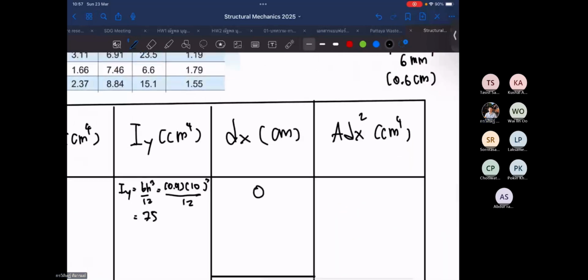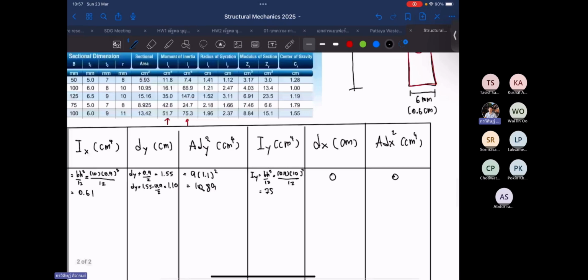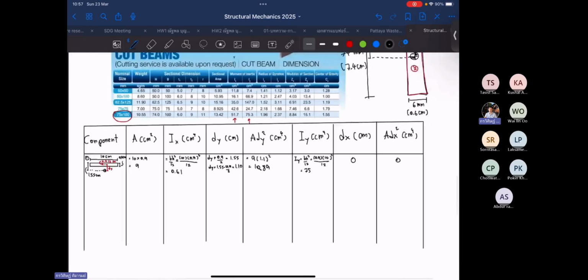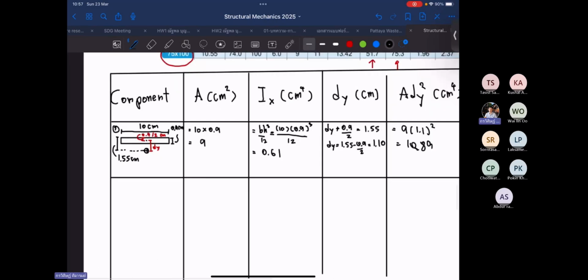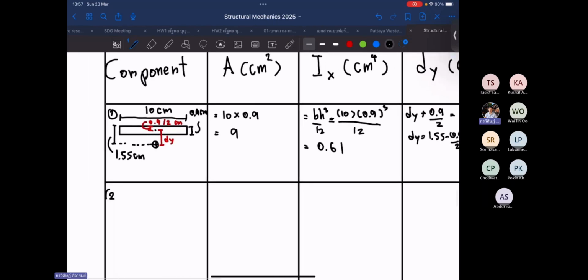So if x dx is equal to 0, this whole term must be equal to 0 automatically, so I will not perform any calculation. Then we get the first one of our calculation. Then this one is finished. Okay, then we move to component number 2. Component number 2 is this one.